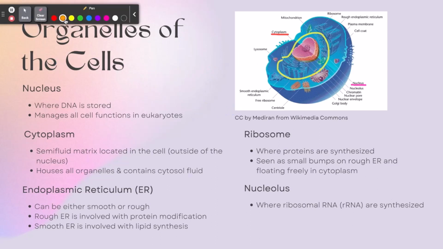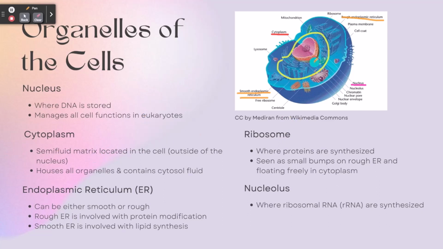So let's see. Let's do a different color. So the endoplasmic reticulum, or the ER, can be either smooth or rough. So here we have the rough. Okay, that covered the rough, but yes, this is one of the types of ERs, and then down here we also have the smooth endoplasmic reticulum.